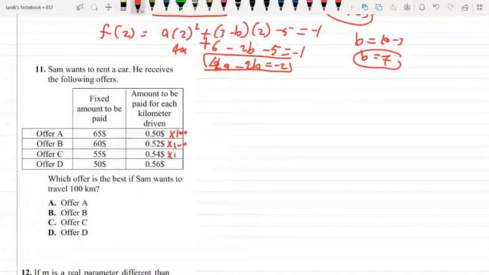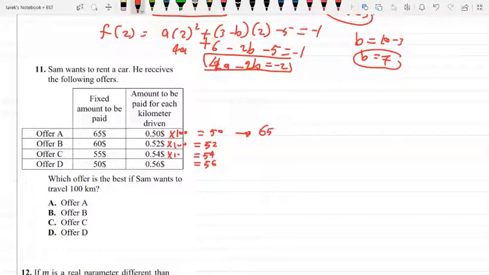So this will be 50, and this will be 52, and this will be 54, and this will be 56. Okay. So if you add the 65 plus the 50, you will get 150.